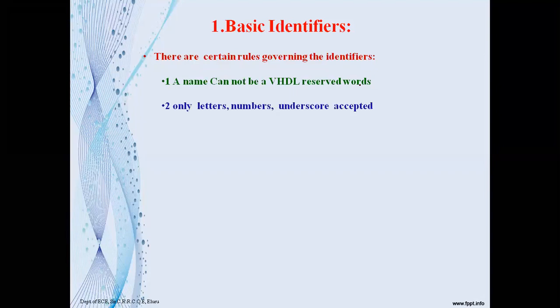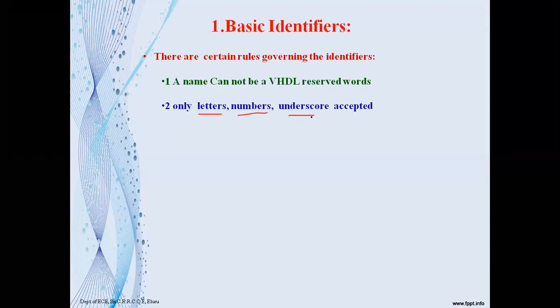Okay, and the second one, the identifier should consist only of alphanumeric characters, such as letters, numbers, underscore. Letters can be accepted, numbers can be accepted, and from the special symbols, only the underscore is accepted. No other special character or symbol is accepted in an identifier.